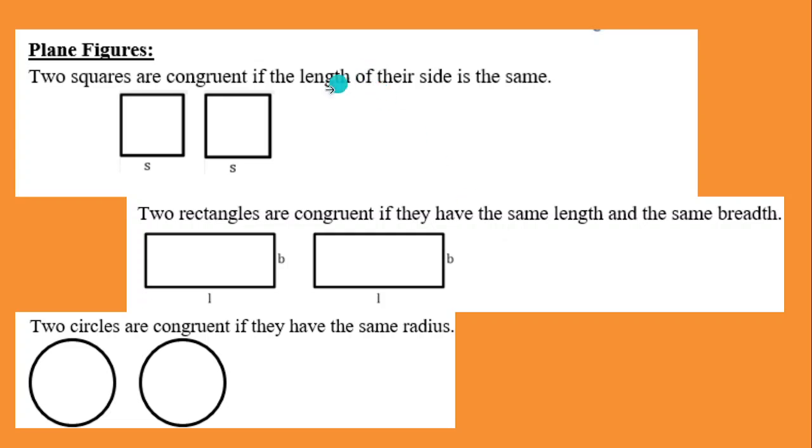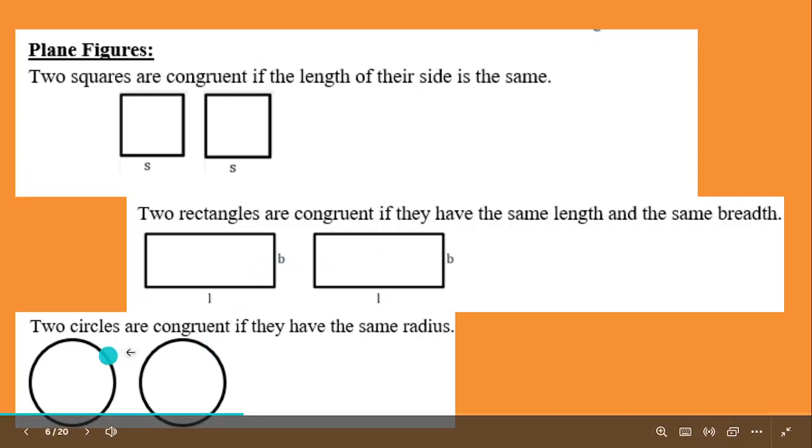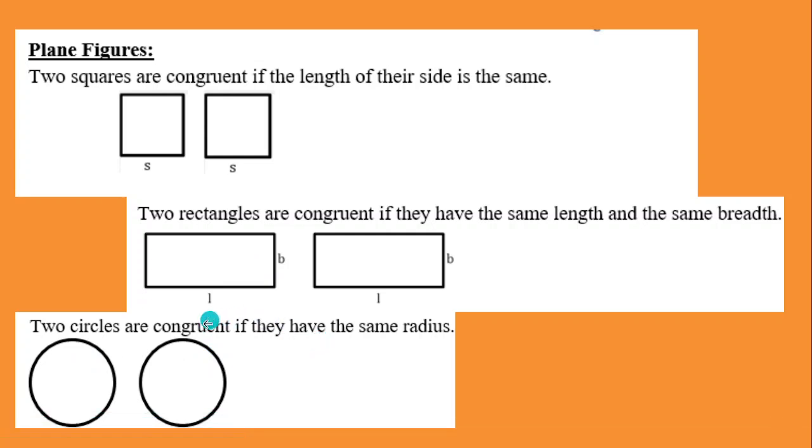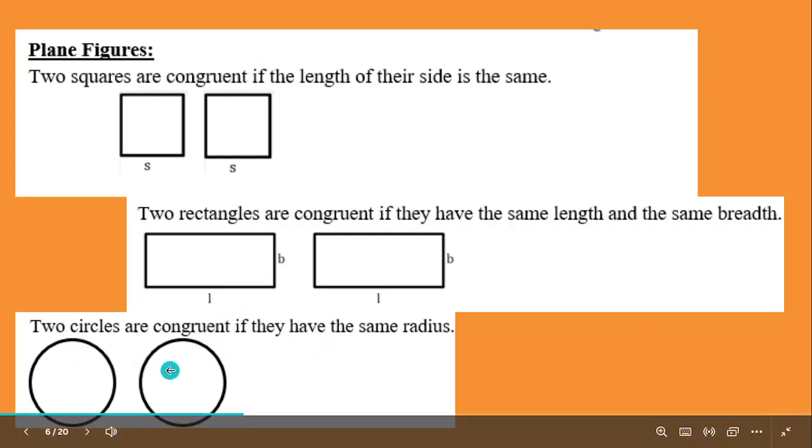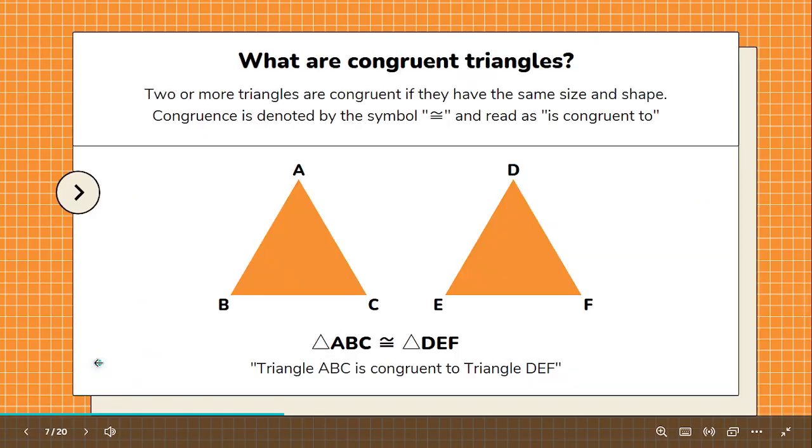Now, let's take two squares. In a square, if the lengths of their sides are equal, then two squares are congruent. In rectangles, if both rectangles have the same length and same breadth, then we say yes, these two rectangles are congruent. And in case of circle, what do we have? Radius. Yes, absolutely correct. So, in two circles, if they have the same radius, we call them congruent circles.